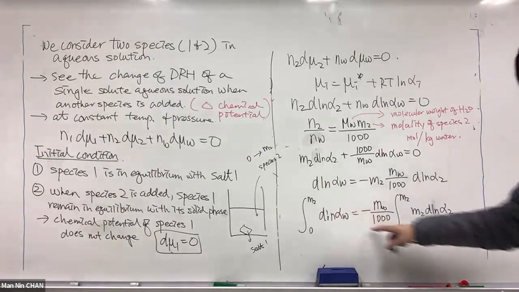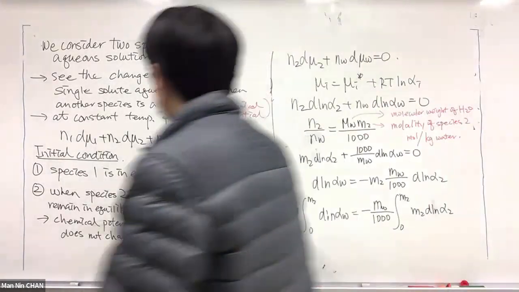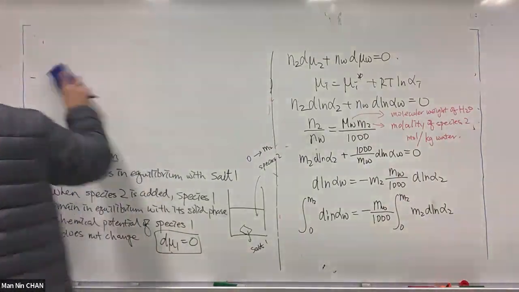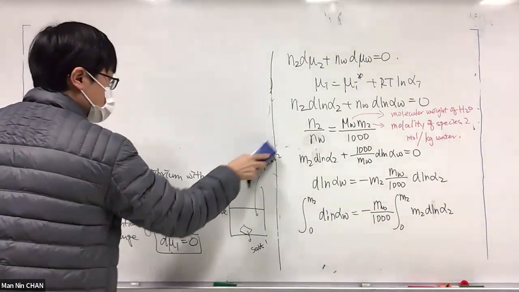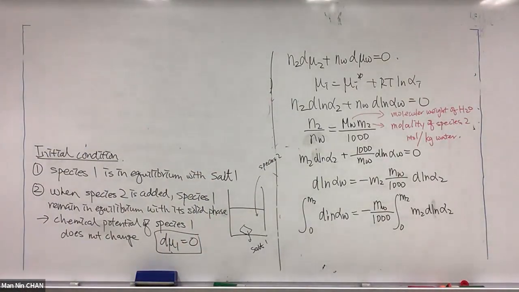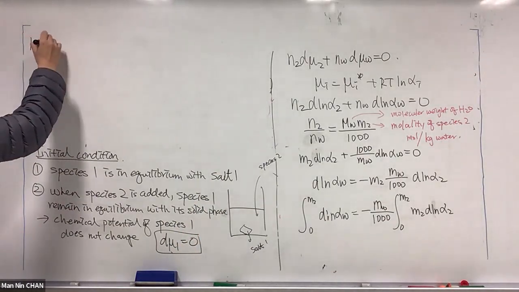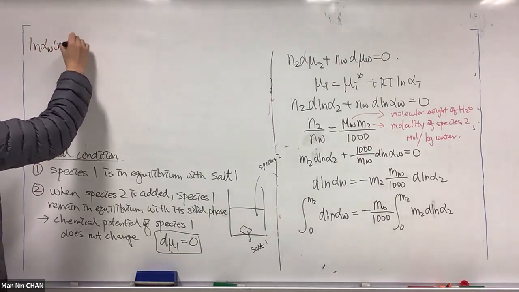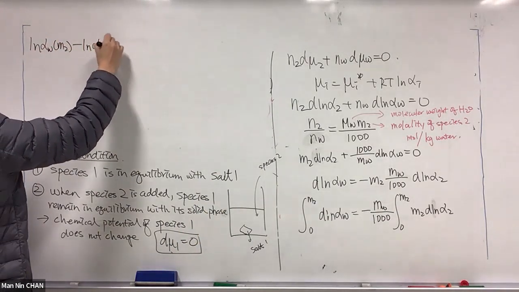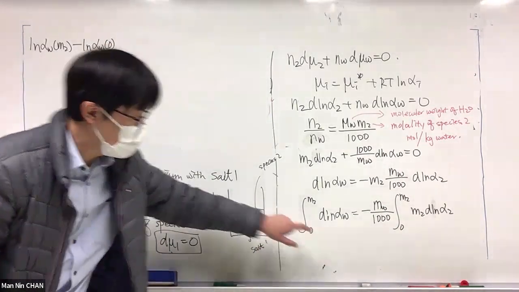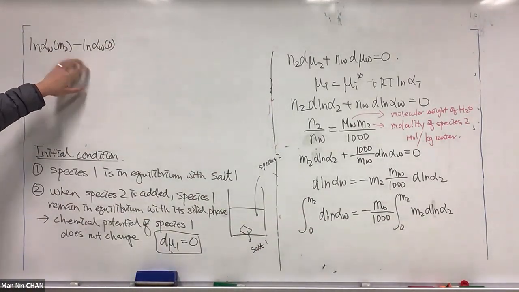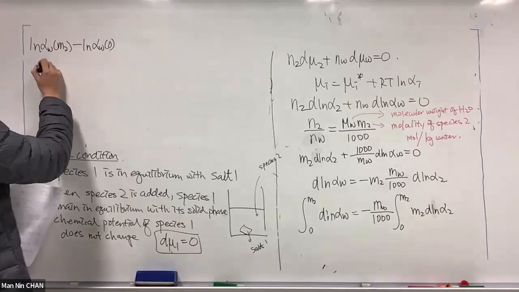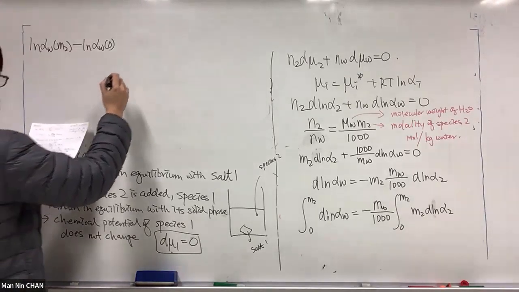So then I can integrate this one, and you will get that your water activity. These terms will tell you how the water activity will change from 0 to M2. So it will be equal to, I know this is a long equation, so let me write it down here.